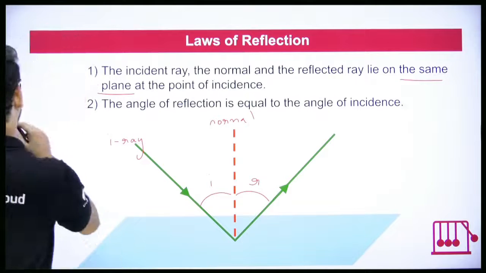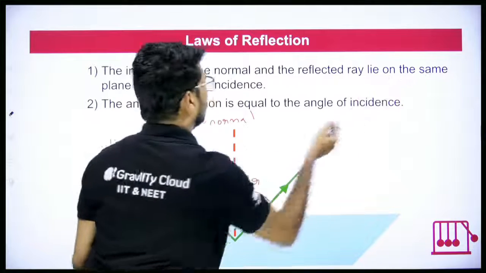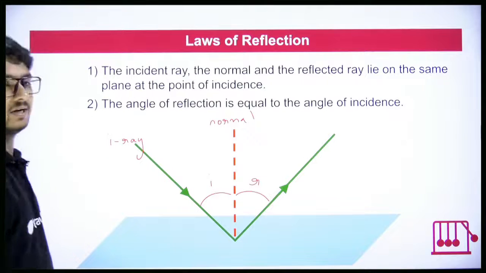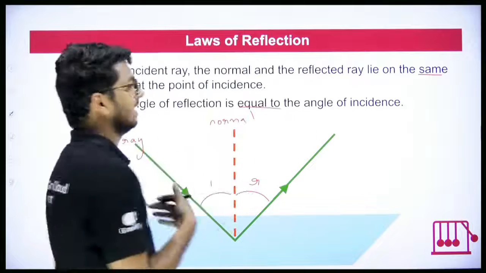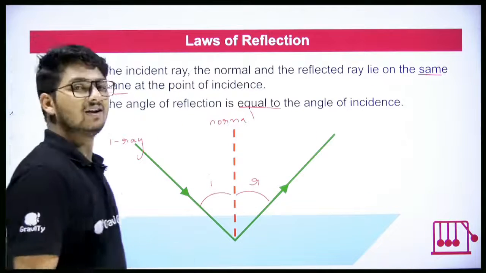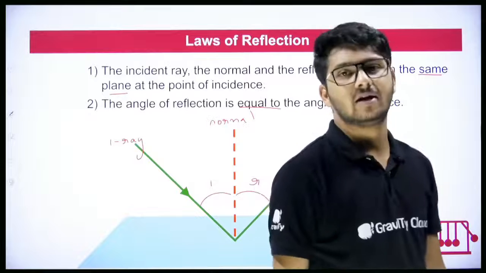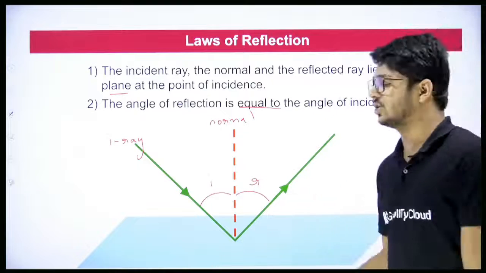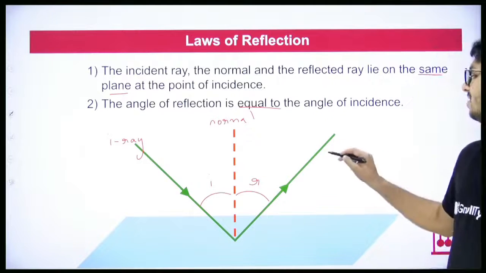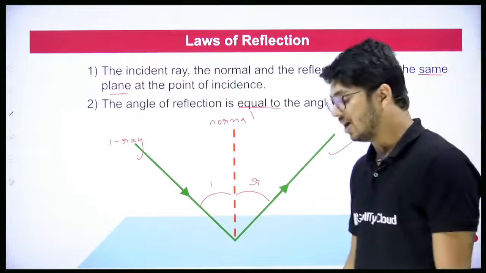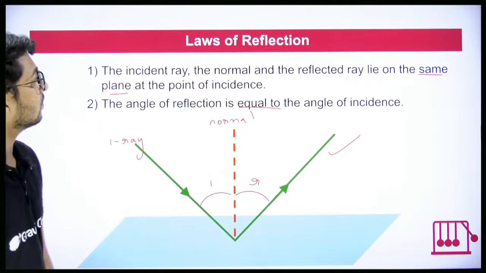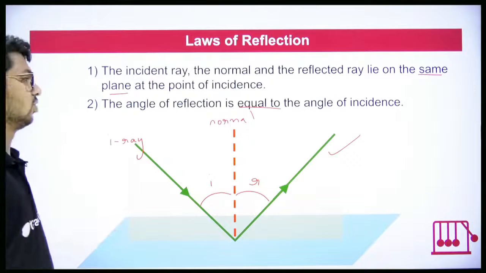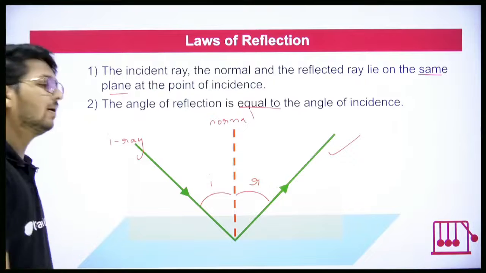That is the reason why these two laws are important. Both of them are important: the same plane and the angles are equal. Those two conditions are important. Got it? So using the laws of reflection, we can predict in which direction the reflected ray will go. So this is to show that all of them lie on the same plane.